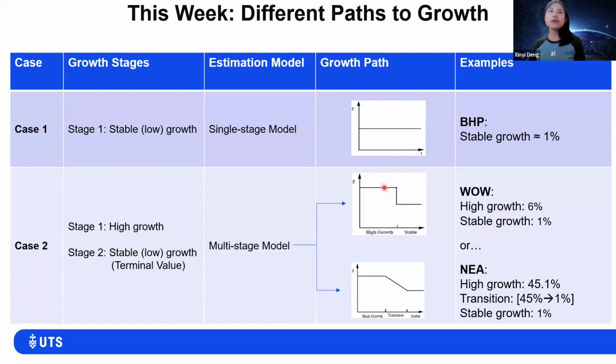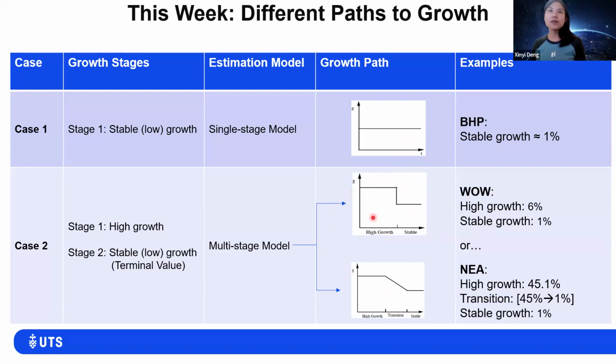And the two-stage model initially grows at a high growth rate, and then the high growth rate suddenly decreases to a low growth rate, and the firm will be growing at the low growth rate forever.